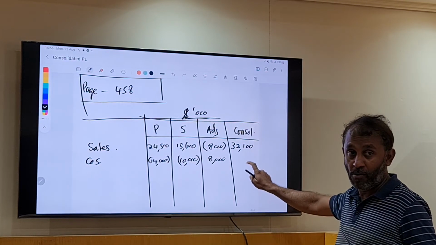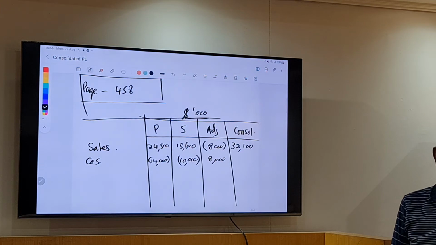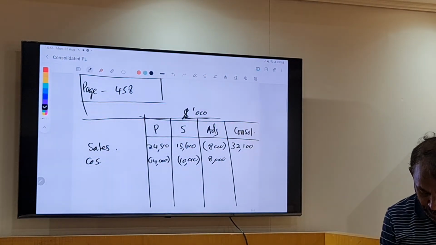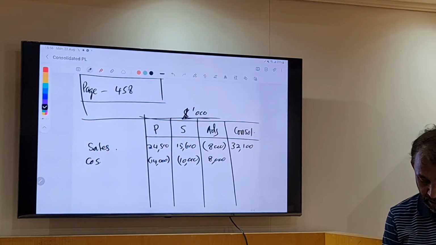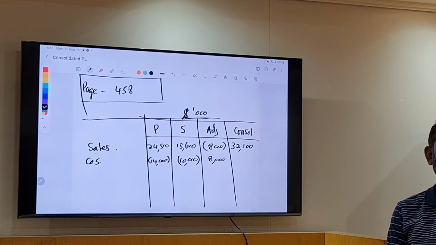How much? 14,000, only minus 8. 24 minus 8 is 16. 16,000.